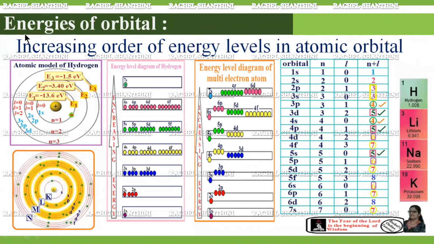In session 2.10, we have discussed energy of orbitals, that is increasing order of energy levels of electron in an atomic orbital using n plus l rule. In that, we have discussed energy level diagram of single electron atom and energy level diagram of multi-electron atom.